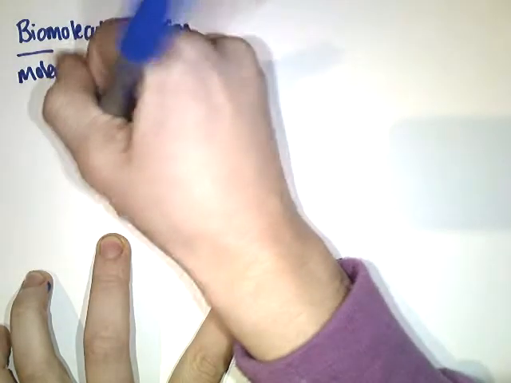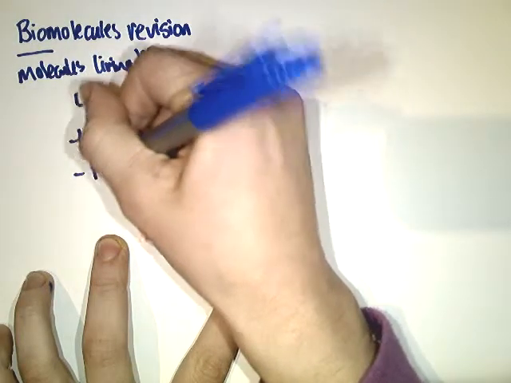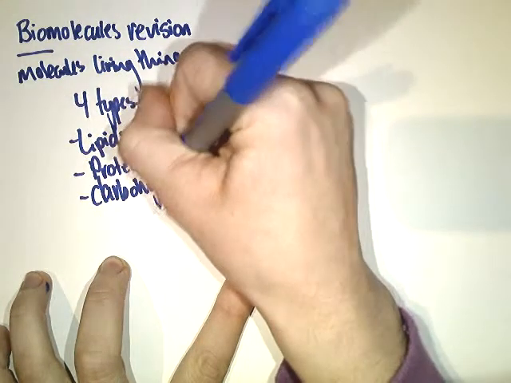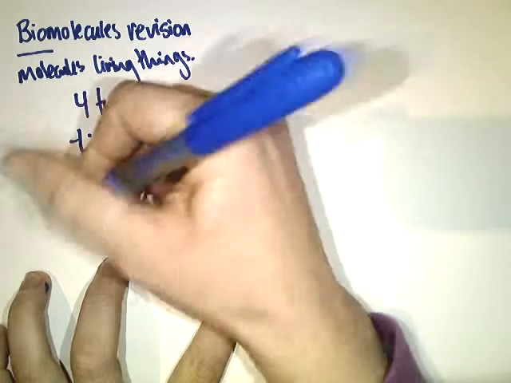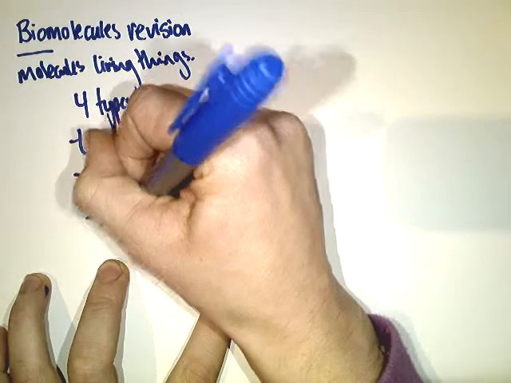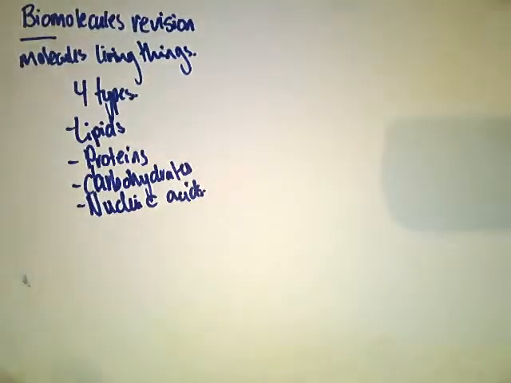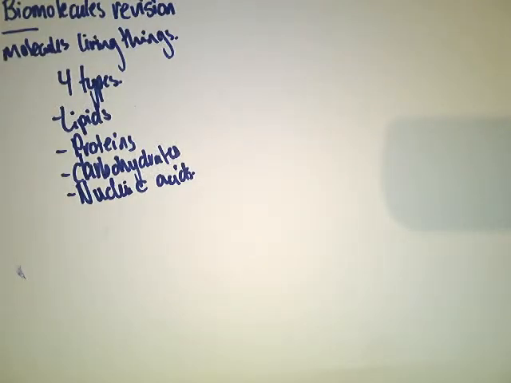And there are four types of biomolecules. There are lipids, or we know them as fats, proteins, carbohydrates, and nucleic acids. Okay, so there are four types that we need to go over. So first we're going to start just on lipids.